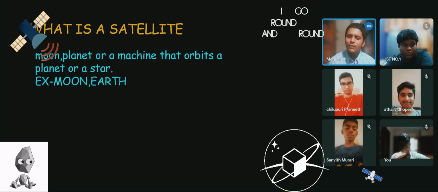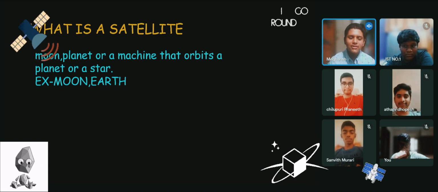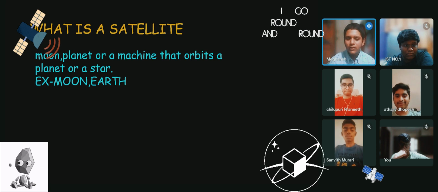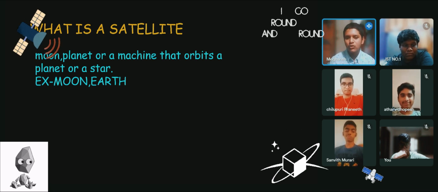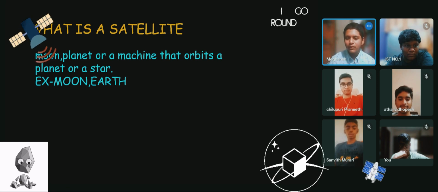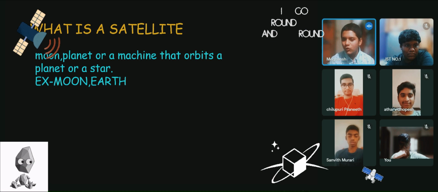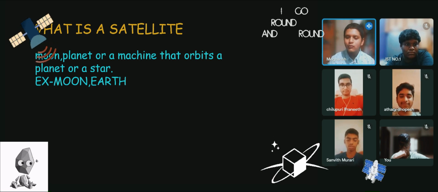There are two types of satellites, natural satellites and artificial satellites. Natural satellites are the moon and the earth: the moon, which revolves around the earth, and the earth, which revolves around the sun, a star. And artificial satellites are the machines made by humans on the Earth, which revolve around the Earth.